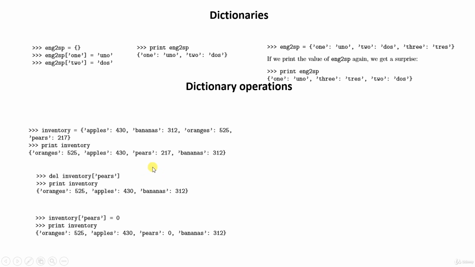If someone buys all of the pears, we can remove the entry from the dictionary with this one. Or if we are expecting more pears soon, we might just change the value associated with pears with this one. The len function also works on dictionaries and returns the number of key value pairs.